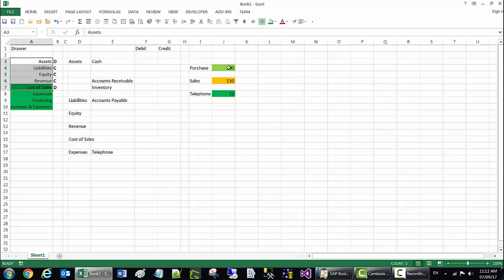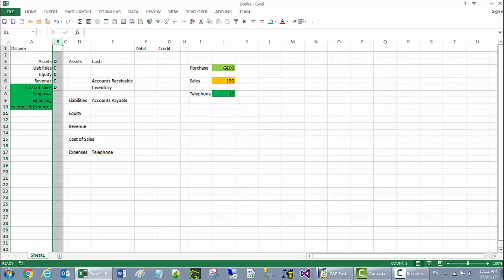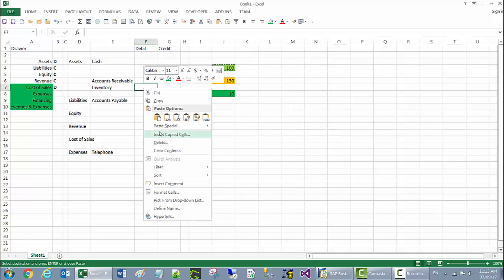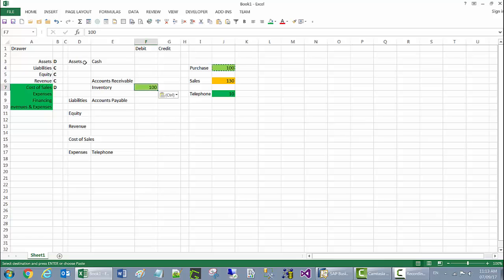First of all, when you do a purchase, your inventory goes up. Inventory is an asset account, and it goes up. If you see it here, it's D. So D goes up, it's always D. Whenever it goes up, you use D, C, C, C, or D. So with the purchase, the inventory goes up, so inventory has to go on the debit side. Asset is debit. It's D right here, right?